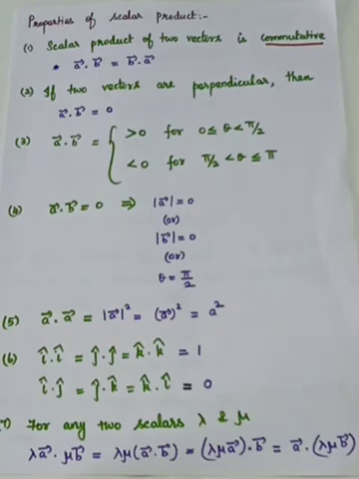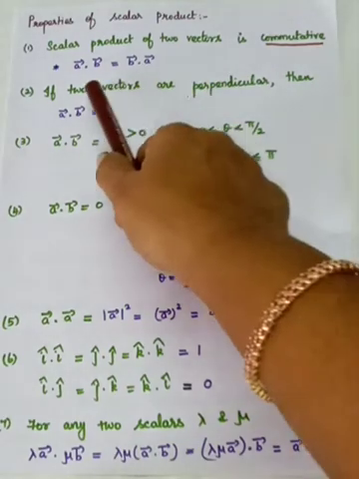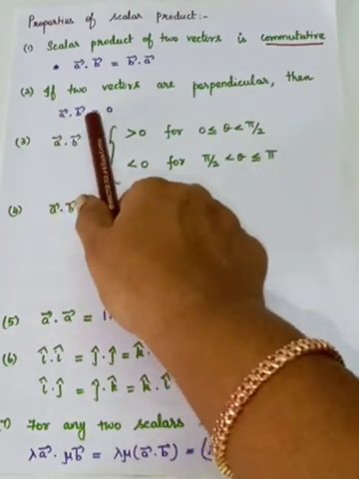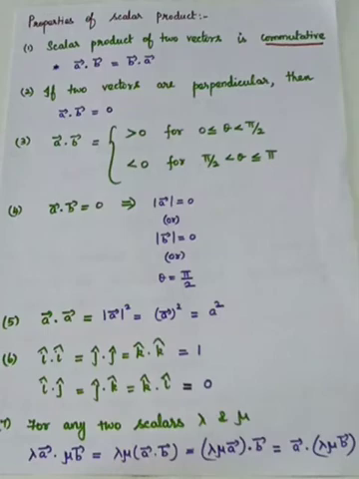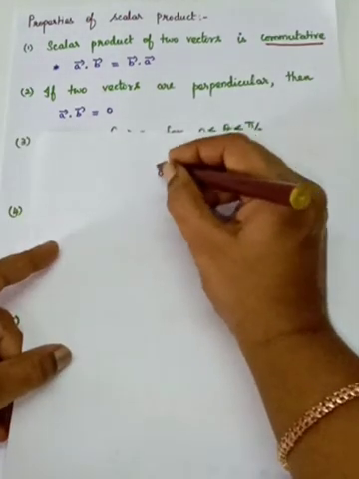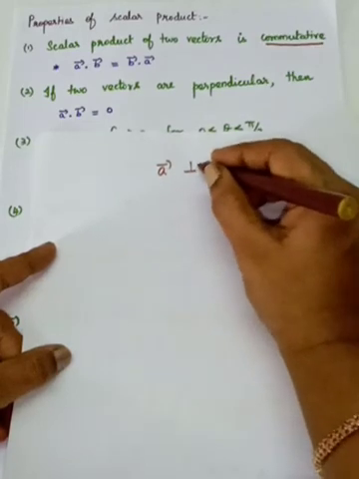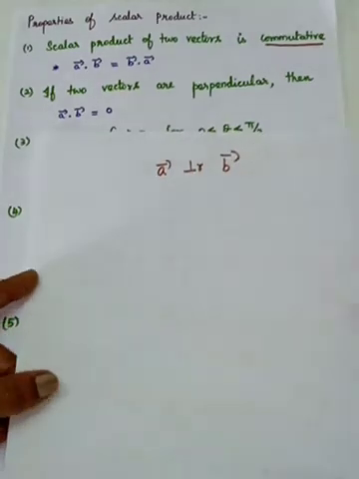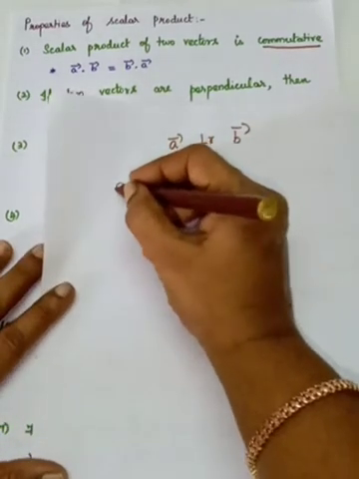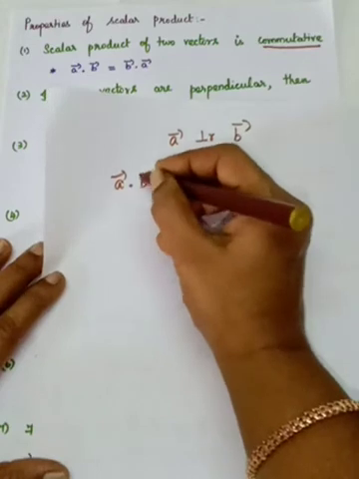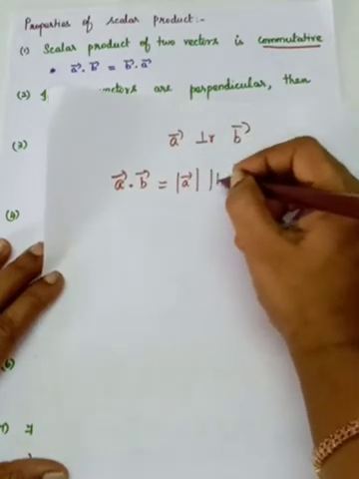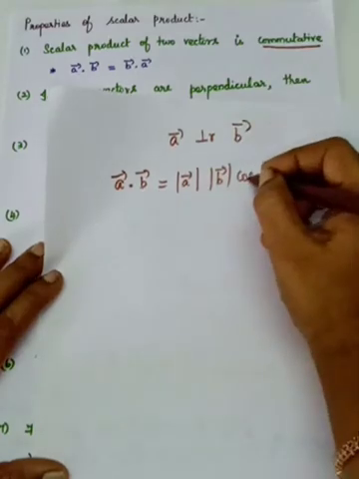You see that if two vectors are perpendicular, then the dot product between them is equal to 0. It's a very important result. Okay, two vectors, I have taken A vector and B vector. How are the A vector and B vector? They are perpendicular. Okay, use the definition of the dot product. What is it? A vector dot B vector. How will it be written? Modulus of A vector, modulus of B vector into cos theta.